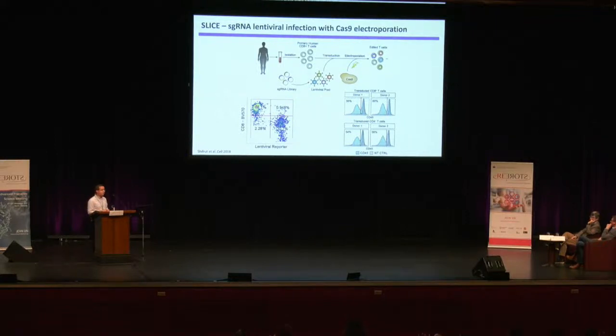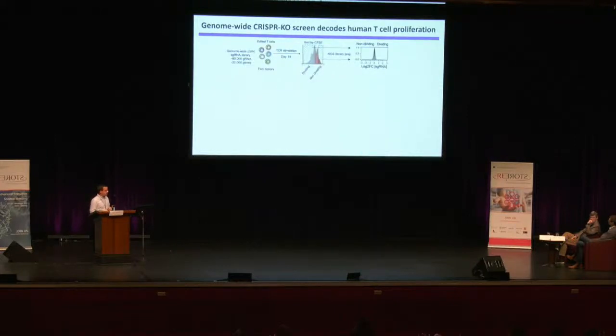Through a series of optimizations, we scaled up the system, which we term SLICE, for sgRNA lentiviral infection with Cas9 electroporation, to a genome-wide library. This genome-wide library is available on Addgene as a resource for the scientific community. It's composed of 80,000 guides, more or less, targeting 20,000 protein-coding genes.